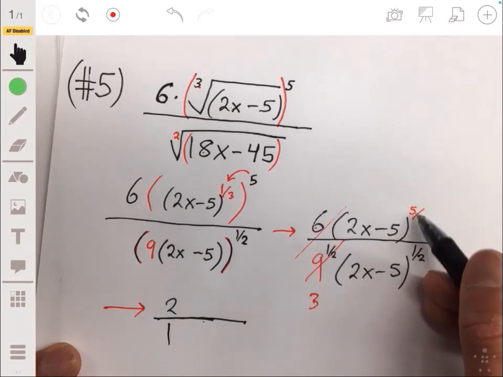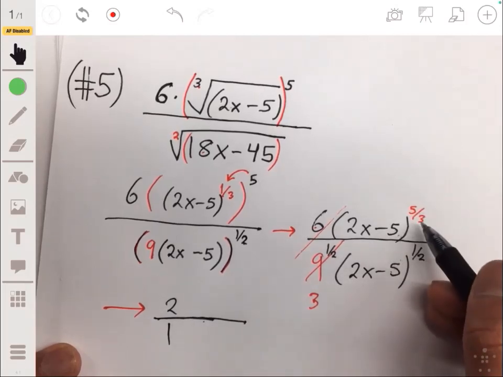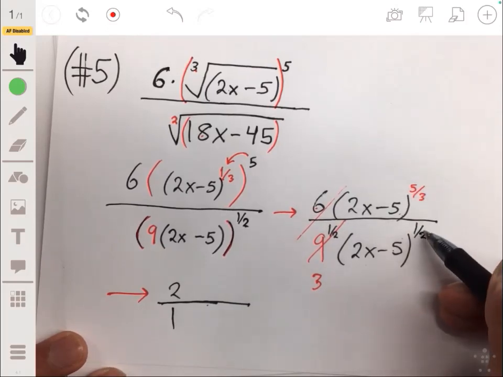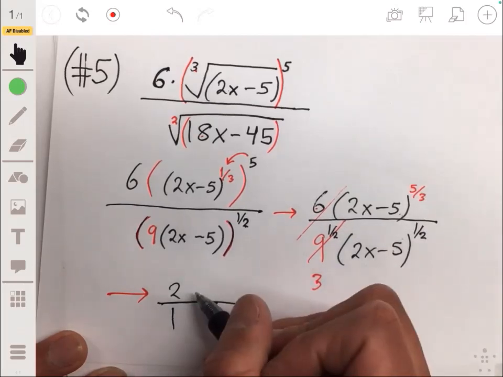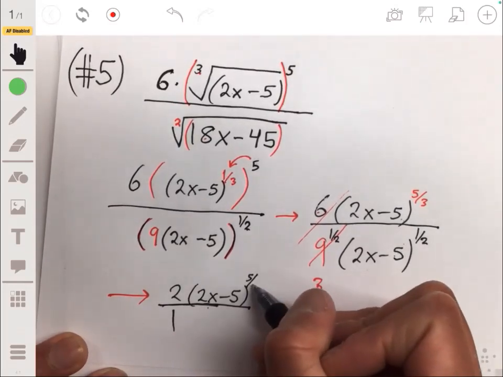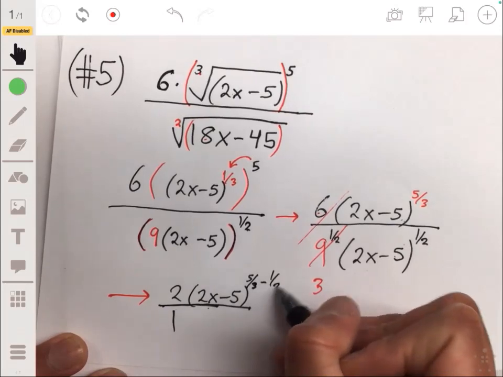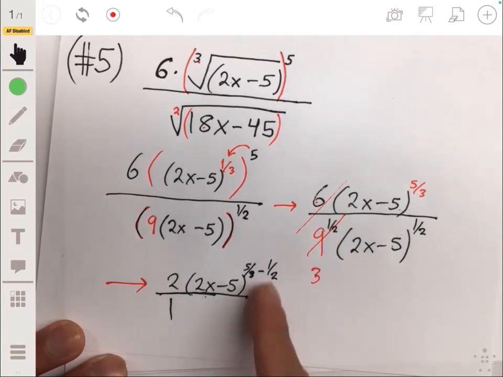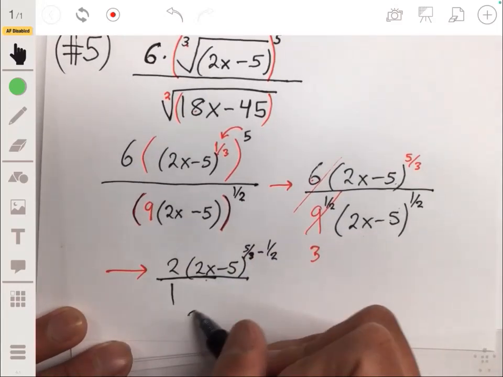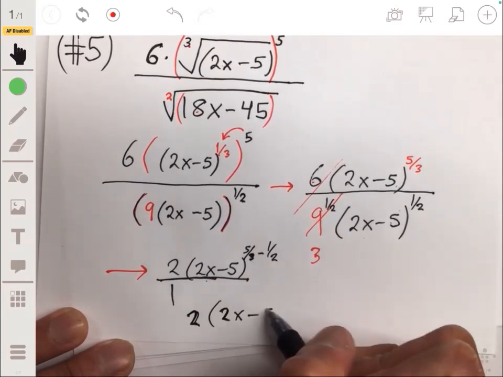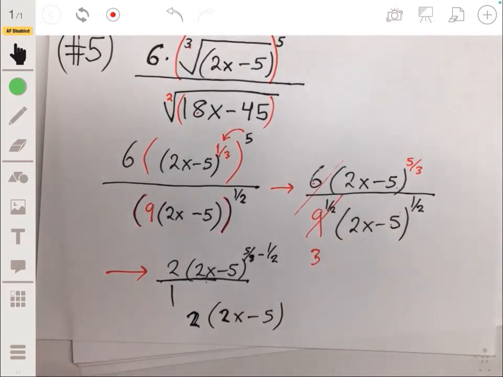Now here, since you have the same base, you're going to use the exponent property where you subtract the bottom exponent from the top. So 5/3 minus 1/2. So you have 2 times 2x minus 5 to the 5/3 minus 1/2 power. And this is just fractions. So we just got 2 times 2x minus 5, to the 5/3 minus 1/2.